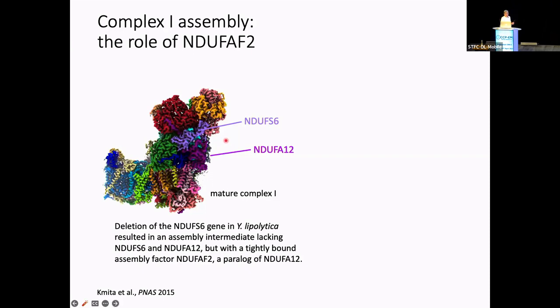And when they knocked out this subunit in Yarrowia, they found that not only S6, but also the E12 subunit here in purple was missing. But instead, there was an assembly factor bound, AF2, which is related to A12. So this was the work of Christian Pareynau. He studied this assembly intermediate based on the S6 knockout by cryoEM.